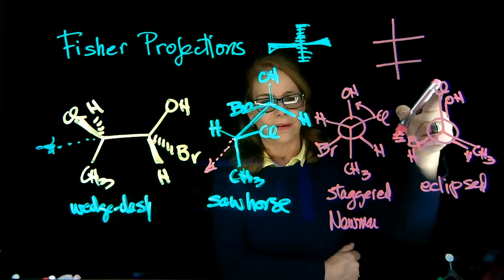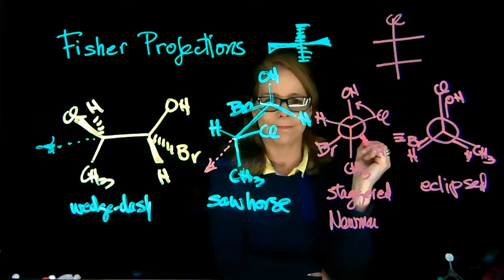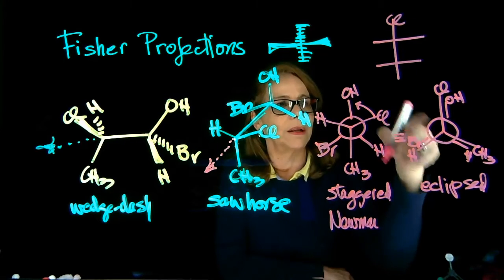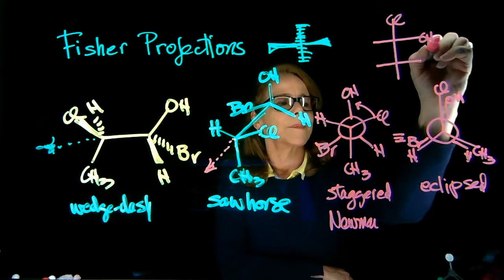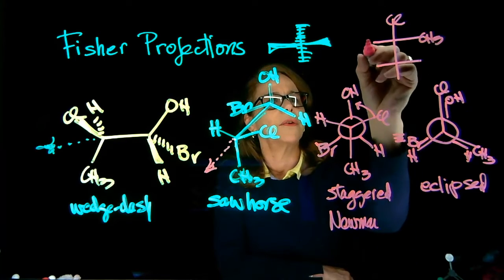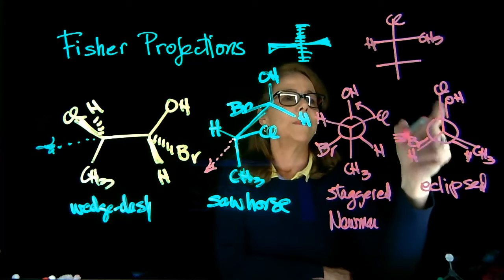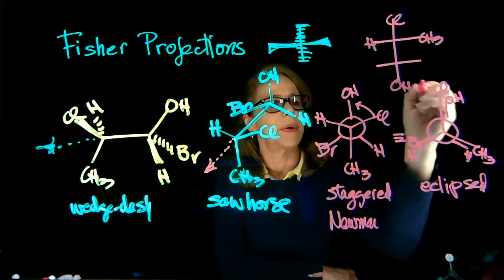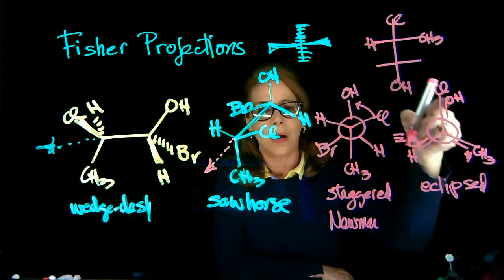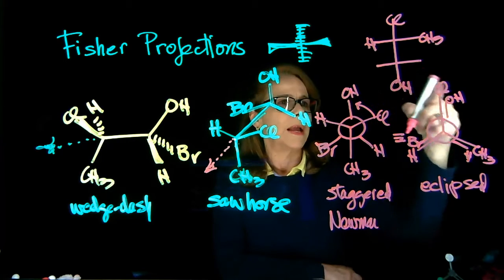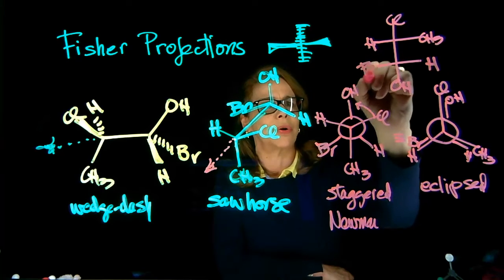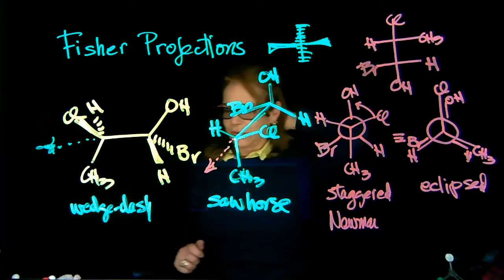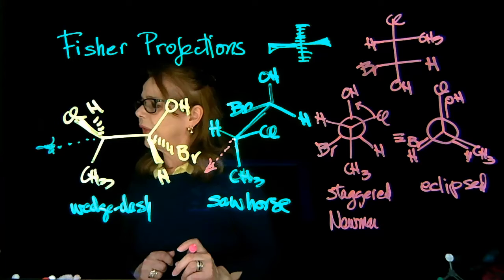I have the carbon on top, I have a chlorine, right? So this one is the front. And then I have methyl, and I see here hydrogen. The carbon in the back has an OH. Remember that those two positions are the ones in the vertical. And then to the right-hand side, I have a hydrogen and a bromine. So that's your Fischer projection of that one.